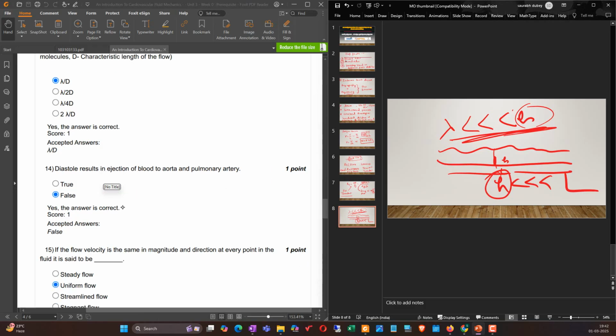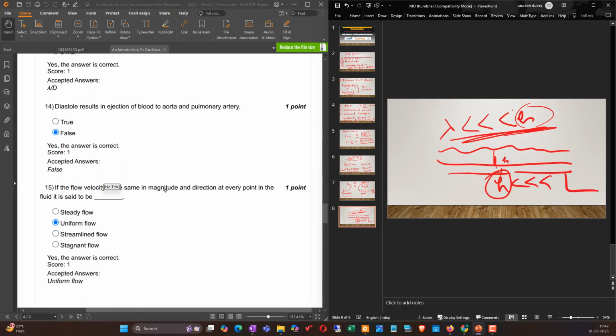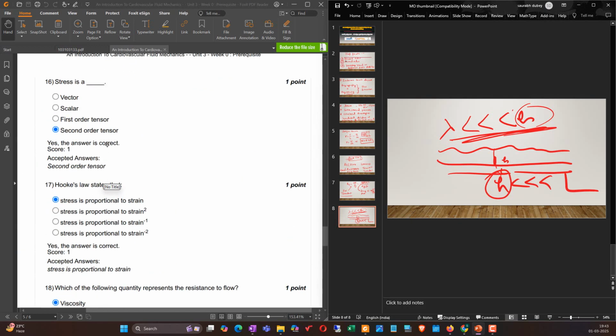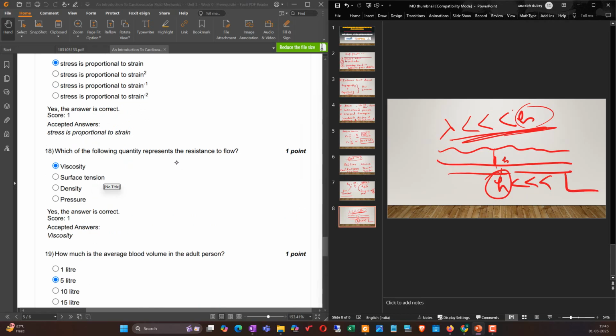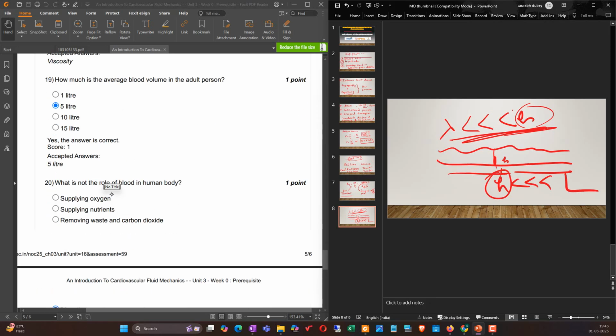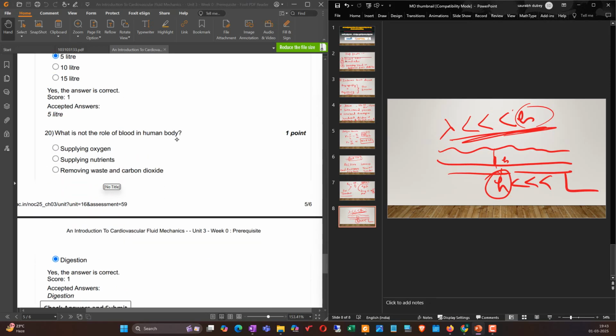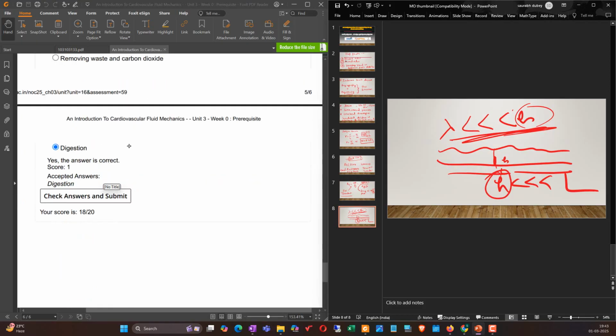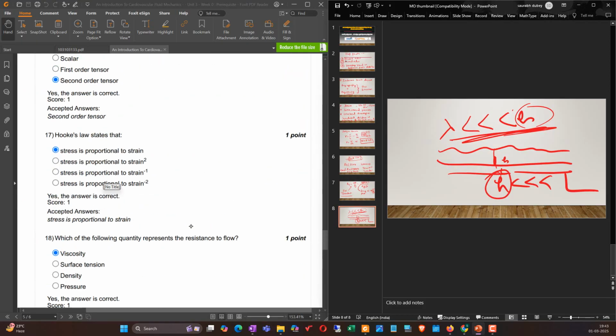What is diastole? There are two, systole and diastole, if you remember. Diastole results in the injection of blood to the aorta and pulmonary artery, right? Which is false; it is wrong, and we have discussed the same. Then, Hooke's law states which of the following quantities represents the resistance to flow. How much is the blood volume in a human? It is 5 liters, so we have solved that. What is not the role of blood in the human body? Digestion is not the role, right?